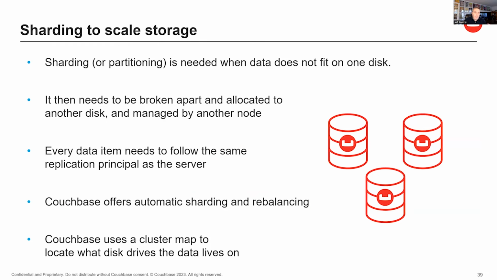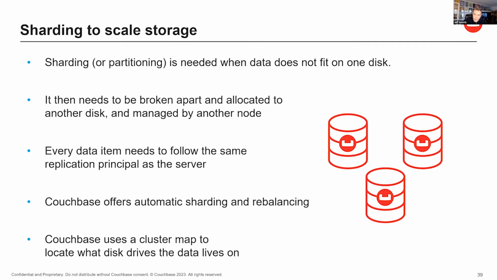So we covered machine availability, but now let's talk about storage availability and what happens if the database outgrows the hard drives that it's stored on. Then you need to break the database apart. That's called sharding or partitioning, and every data item needs to end up following the same principle as the server does. So we automatically shard, and I'll tell you in a minute how we actually do it and what's clever about it.